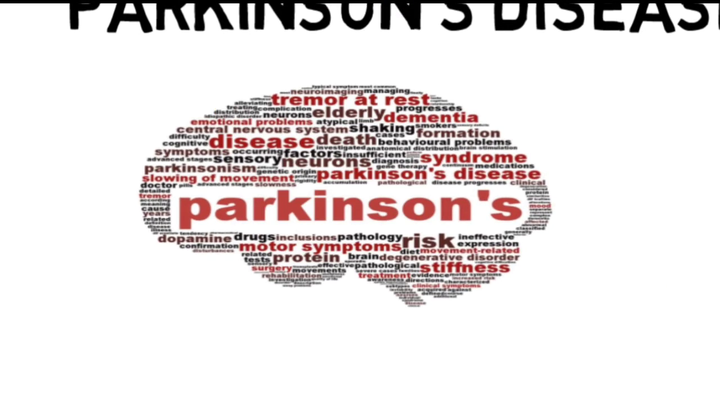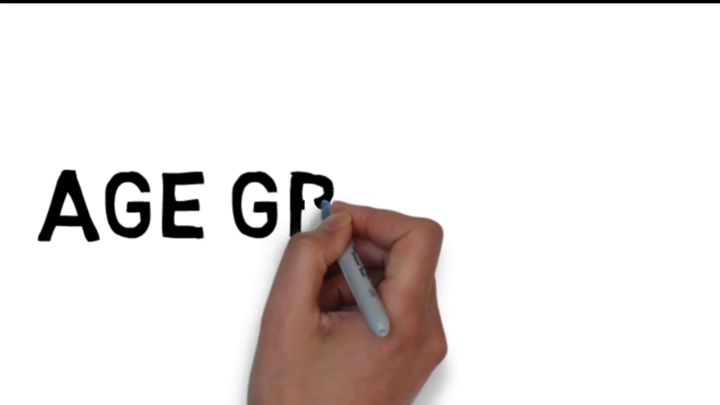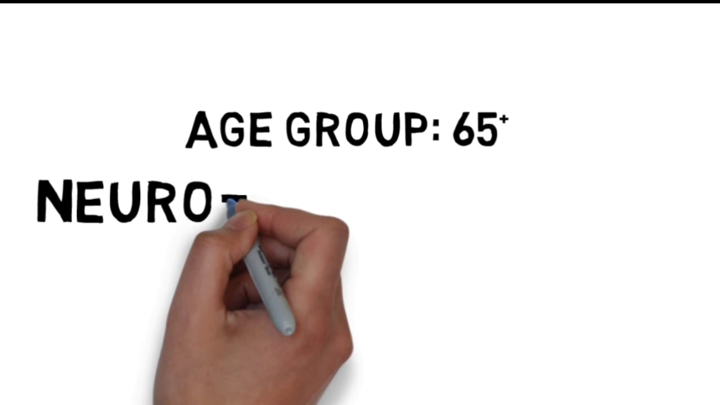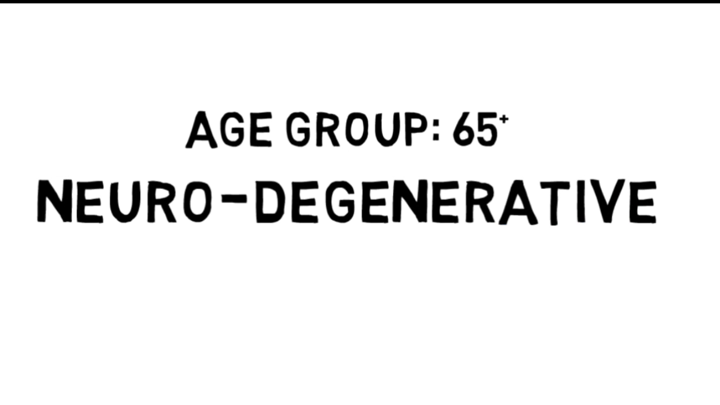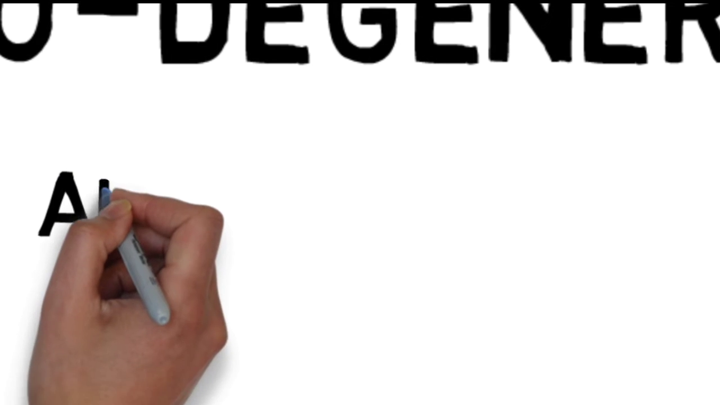Let us begin with Parkinson's disease. Parkinson's disease is a neurological disorder. This occurs in the age group of 65 years and above. It is a neurodegenerative disorder and it is also known as shaking palsy.